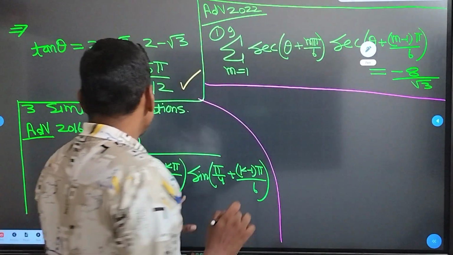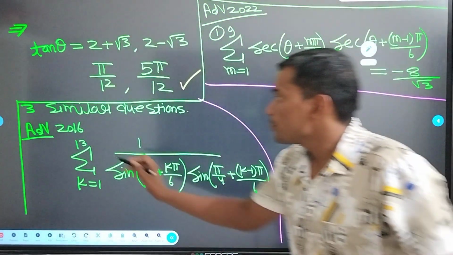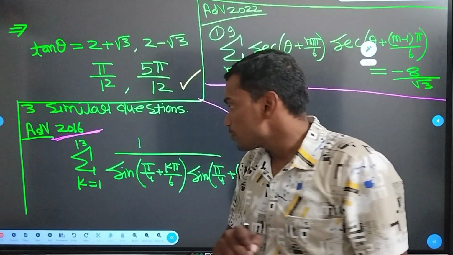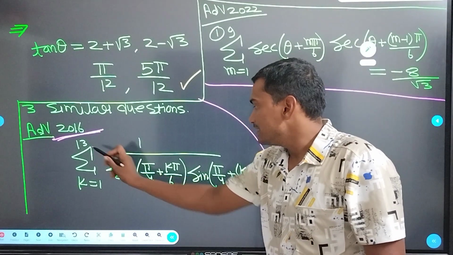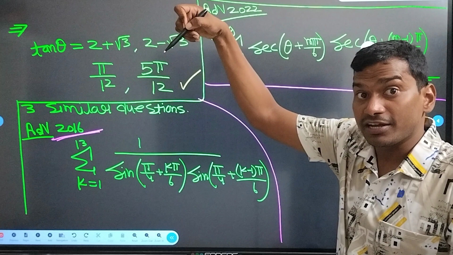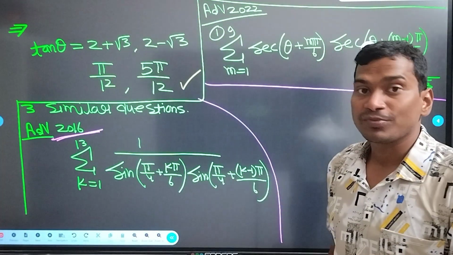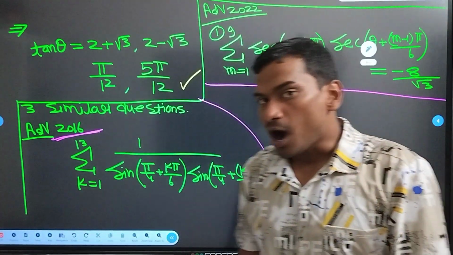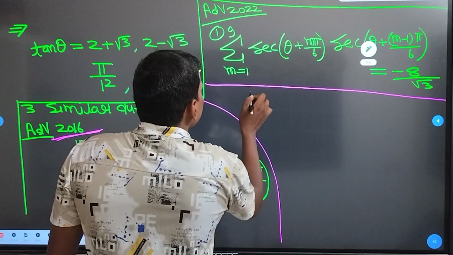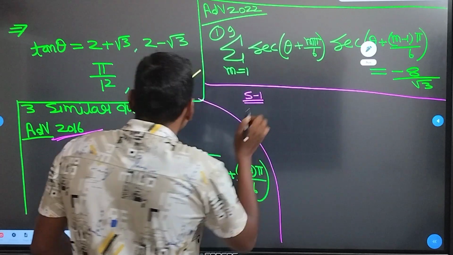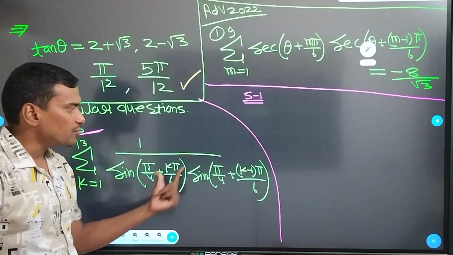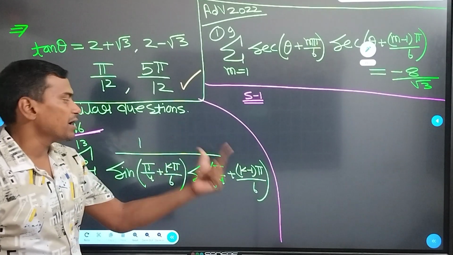One more question we have got from Advanced 2016, similar profile, k is from 1 to 13. Here it is sin A sin B; there it was different, sin A cos B. So we have to think how we can apply step number 1. For step number 1, we write the general term. And you can see the difference of general terms here is pi by 6.